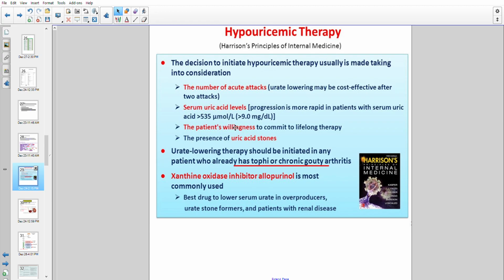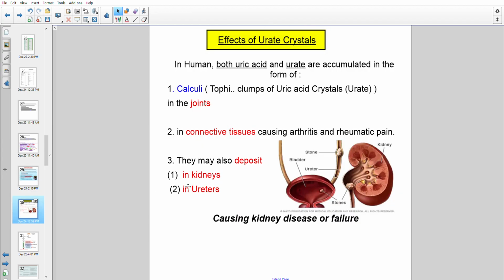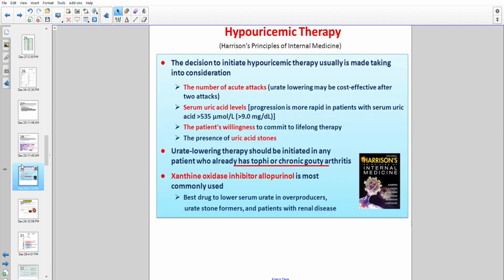The patient's willingness to commit to a lifelong therapy. So the presence of uric acid stones, and we said over here, presence of uric acids in the kidneys, etc., and uric acid stones in the joints, which we call gout. Now the other thing here is urate-lowering therapy should be initiated in any patient who already has chronic tophi, that is a chronic build-up of the stones, and gouty arthritis, right?